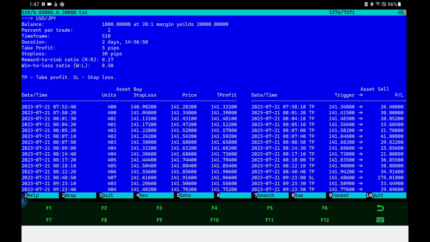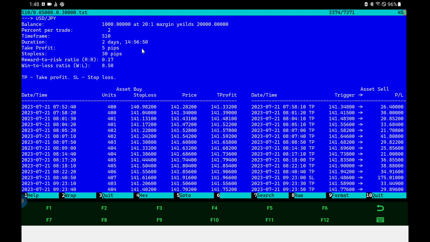Forex is typically margined or leveraged, so there's a lot of things we need to unpack in this report to really get the meaning of it. Remember that my initial balance is $1,000, and my position size is 2% of that $1,000, or $20. Now here it says that my starting unit size is 400. Well, my leverage is 20 to 1. So 20 times 20 is 400.